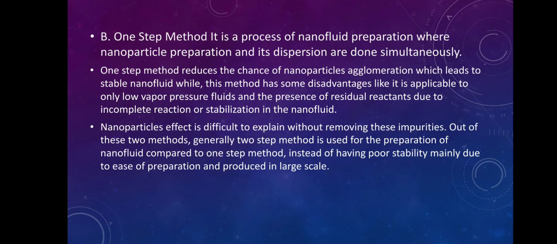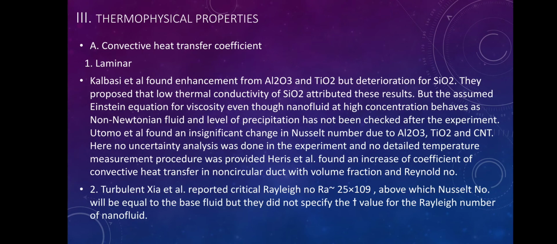Out of these two methods, the two-step method is generally used for the preparation of nanofluid compared to the one-step method, despite having poor stability, mainly due to ease of preparation and production at large scale.